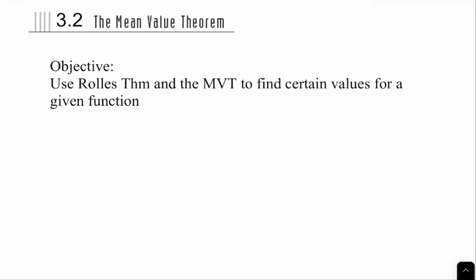Yeah, I like that. 3.2 is about the mean value theorem. We're going to talk about Rolle's theorem and the mean value theorem to find certain values for a given function. So it is just an extension of what was happening in section 3.1, okay? So it's going to be similar.